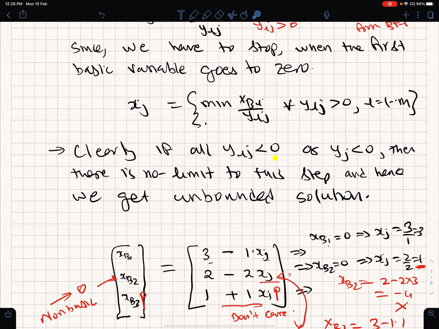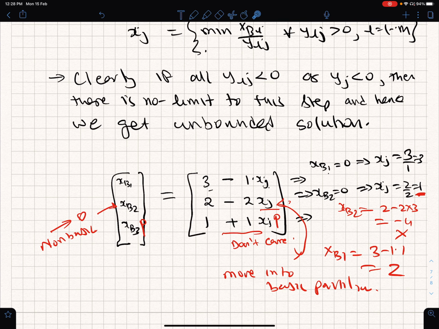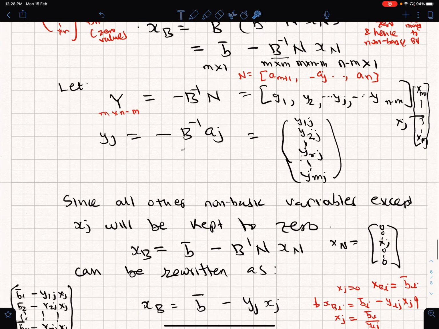Clearly, if all yij's are less than 0, that is, the vector yj itself is less than 0, then there is no limit to this step, and hence we can get an unbounded solution. If that happens, it indicates an unbounded solution, and we have to immediately exit, saying that in this particular case, if it is a minimization problem, the answer is minus infinity. If it is a maximization problem, then the answer is plus infinity.